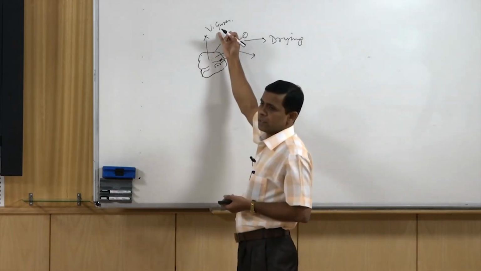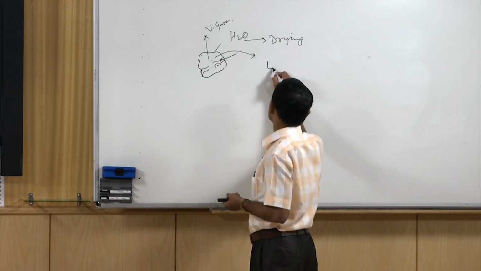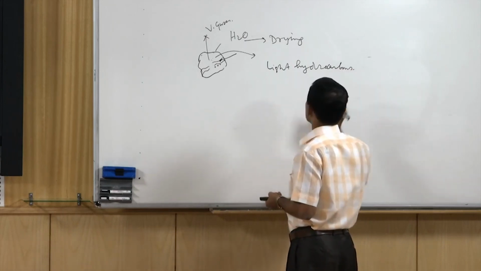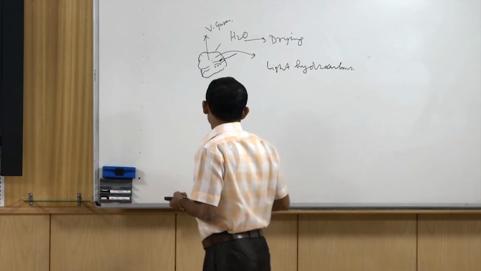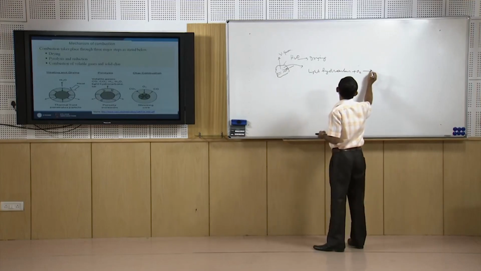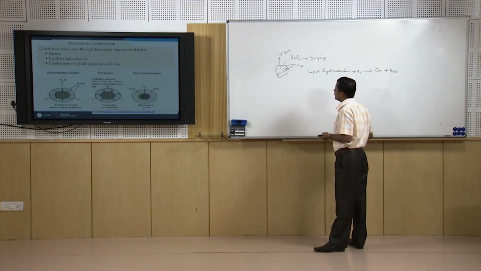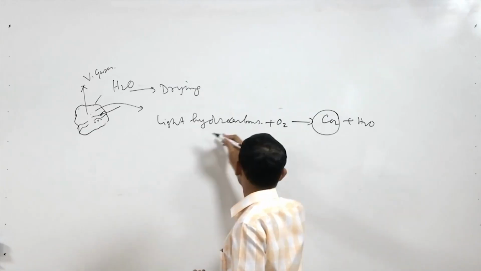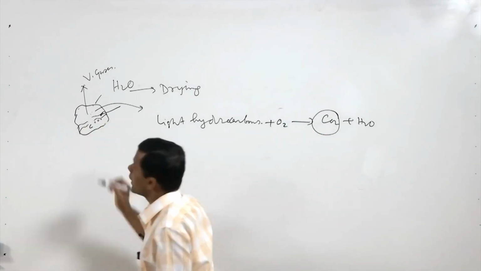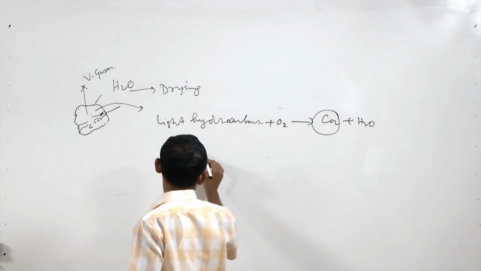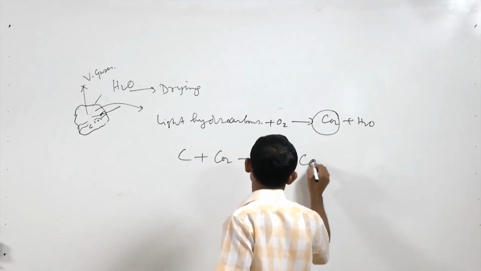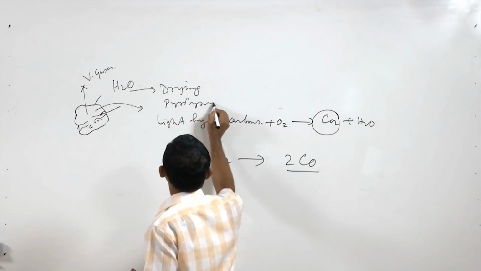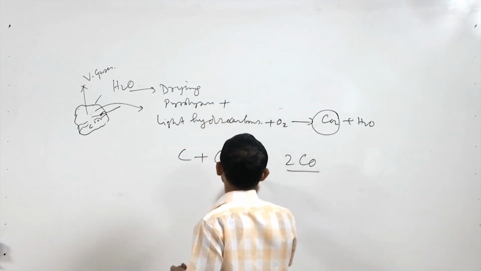When the pyrolyzed gas is formed, for example light hydrocarbons, those gases further react with oxygen and are converted to CO2 plus H2O. But this can also happen: the CO2 which is produced by the combustion of these light hydrocarbons can further react with the carbon present inside the waste materials. So, carbon plus CO2 will react and give us 2CO. So, this is also possible. So, drying, next is pyrolysis, and this is reduction.